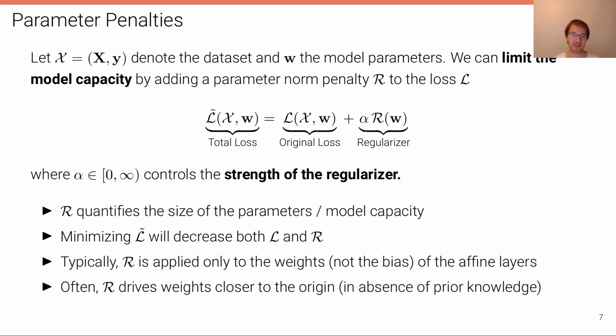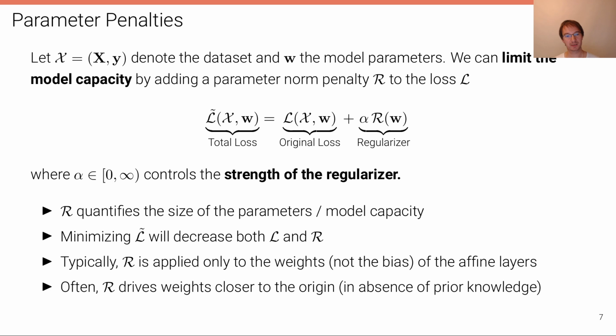Now you can already see from this equation why this is called a parameter norm penalty. This term does not depend on the data set. It just depends on the parameters, and it's effectively implemented as a simple norm on the parameters W. You can't see it from this slide yet, but you will see on the next slide.